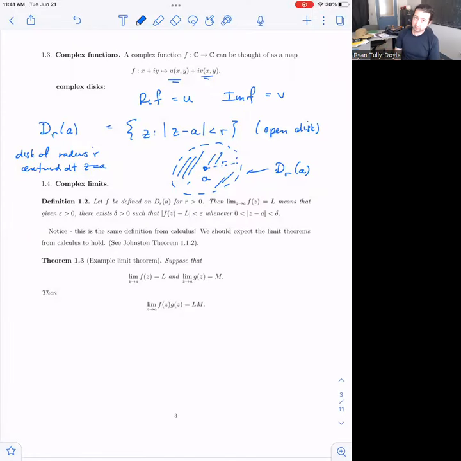All right, welcome back. We are now going to talk about complex limits. So all of calculus is based on the idea of looking at local behavior of functions. This is kind of what we're going to be doing in the complex setting, but it's going to be more complicated than in calculus.